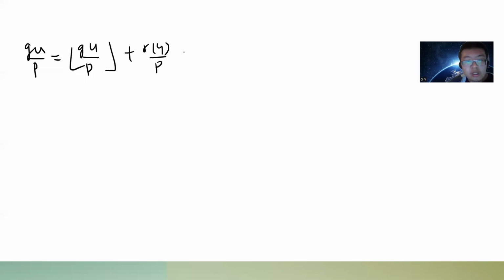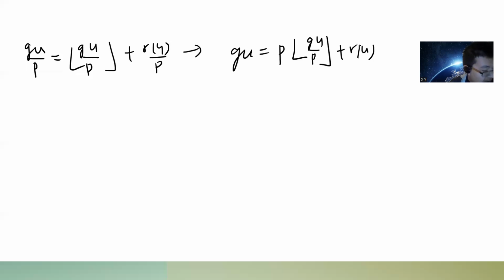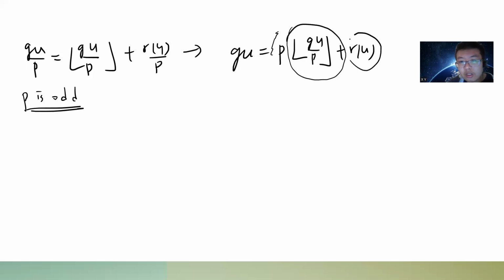So from the previous results that I wrote, QUP equals the floor of QUP plus RUP. This implies that QU equals P times the floor of QU over P, plus RU. Notice that P is odd, so this guy is an integer, and this guy is another integer. So this implies that the floor of QU over P and RU are the same.